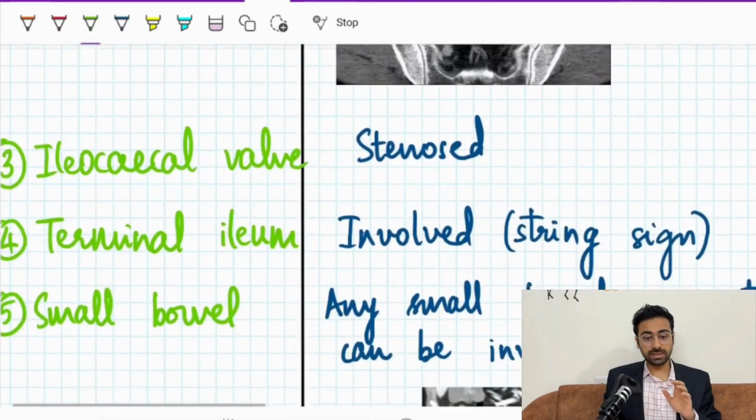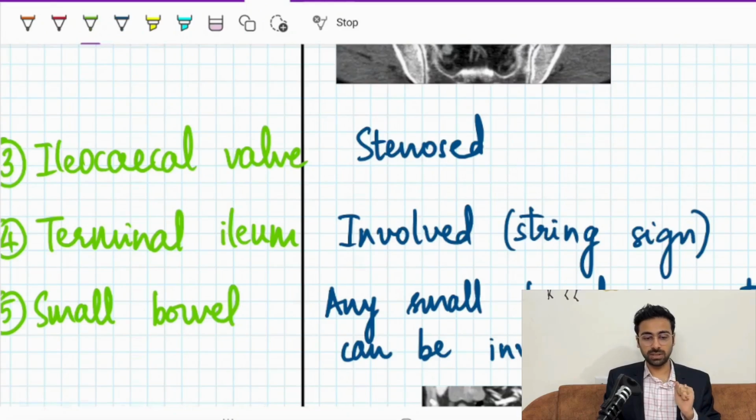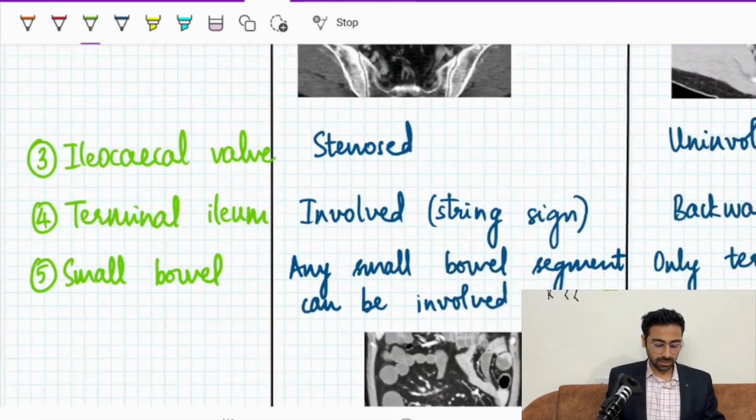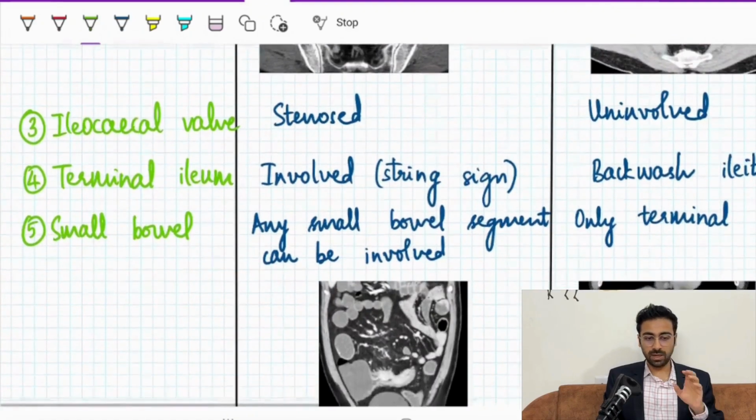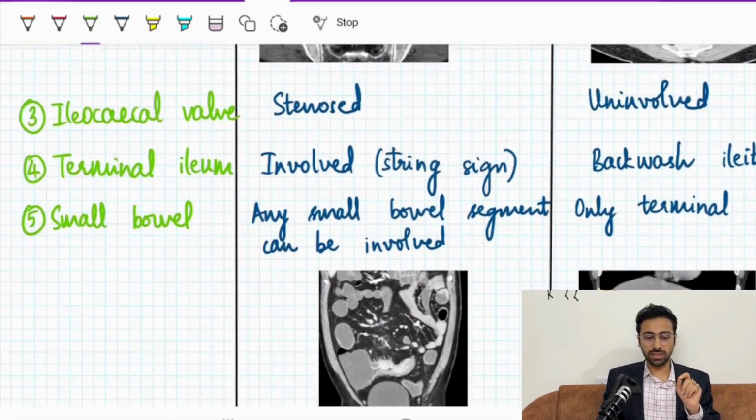Coombs sign is seen in both ulcerative colitis as well as Crohn's disease. Now, coming next to the differences, ileocecal valve is usually stenosed in Crohn's disease, whereas in ulcerative colitis, it is very less frequently involved. The terminal ileum is very much involved in Crohn's disease and it presents with a string sign, whereas in ulcerative colitis, the terminal ileum gets involved only in the form of backwash ileitis, meaning after the cecal involvement, inflammation spreading over to the terminal ileum is backwash ileitis.